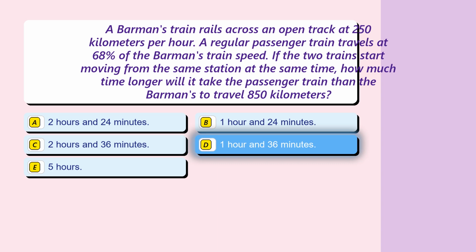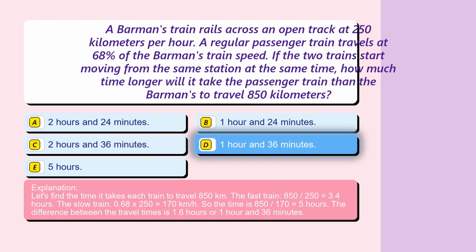The correct answer is option D, 1 hour and 36 minutes. Let's find the time it takes each train to travel 850 kilometers. The fast train, 850/250 equals 3.4 hours. The slow train, 0.68 times 250 equals 170 kilometers per hour. So the time is 850/170 equals 5 hours. The difference between the travel times is 1.6 hours or 1 hour and 36 minutes.